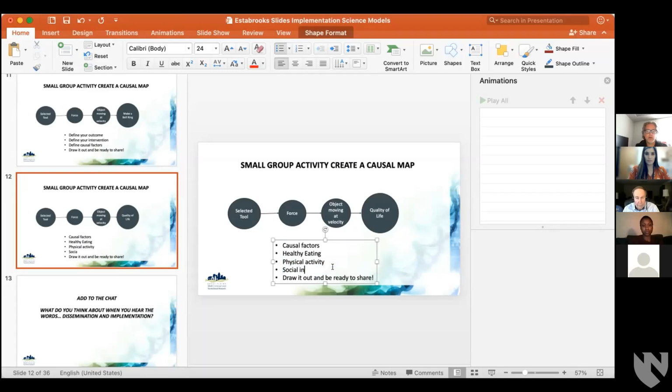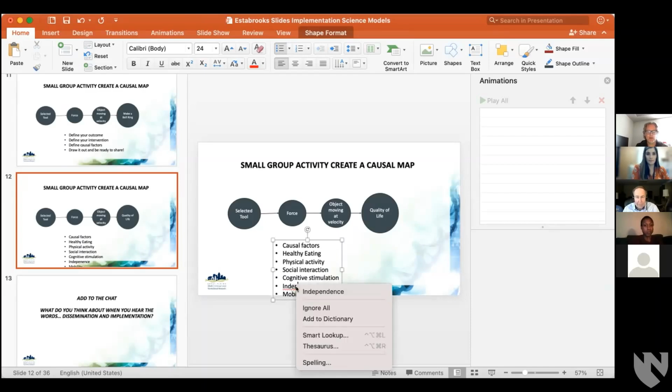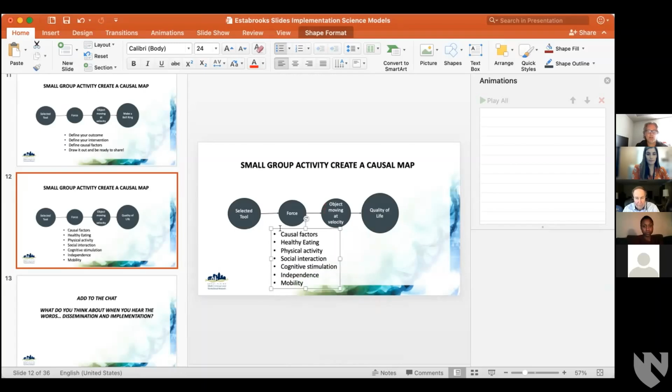social interaction, cognitive, what was it, cognitive stimulation. Stimulation, thank you. I need some cognitive stimulation myself, clearly. Then we had independence and mobility. I think, did I capture everything, even if I didn't spell it right? I think so. Okay, great. So there we have some causal factors here.